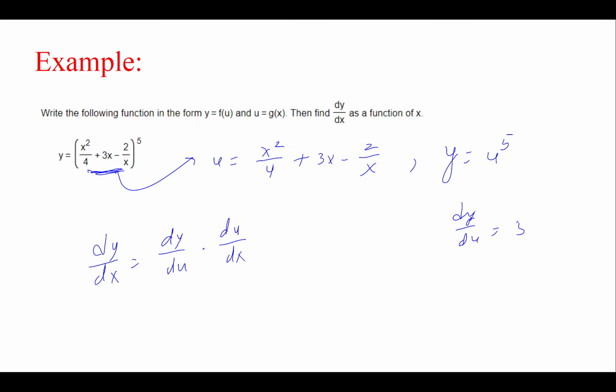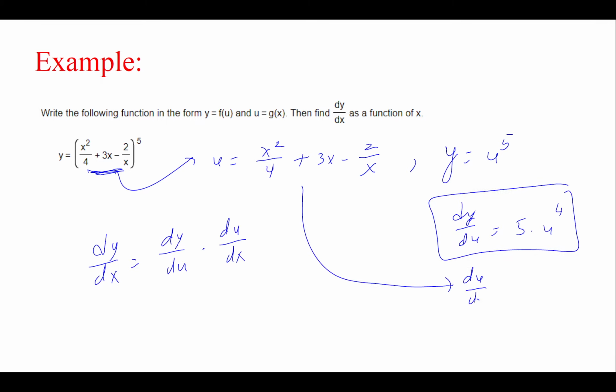It's a power rule, 5 times u to the power 4. That's the derivative dy over du. What is the derivative of u with respect to x? Again, power rule here. The derivative of x squared over 4 is x over 2, plus the derivative of x is 1, so it's a 3, minus the derivative of 1 over x, which is x to the power -1, so eventually it would be plus 2 over x squared.